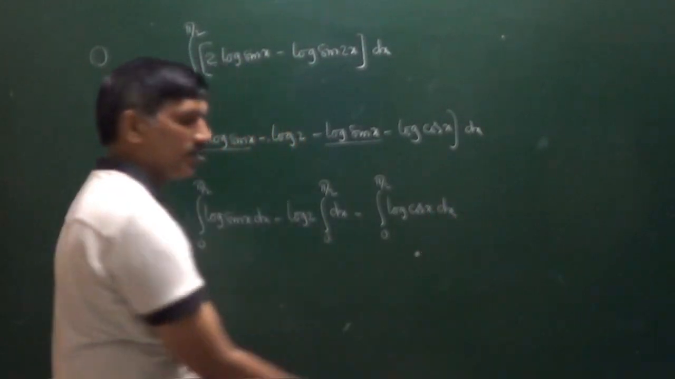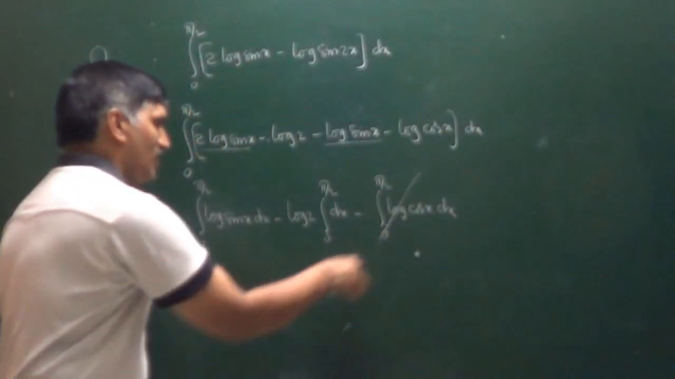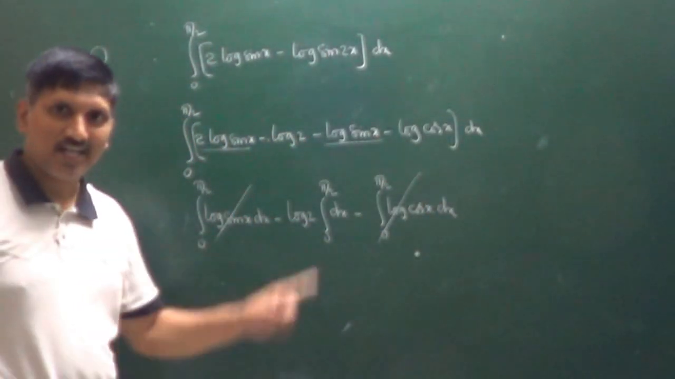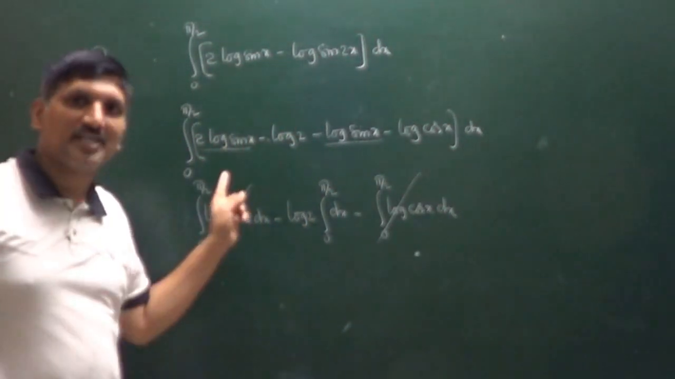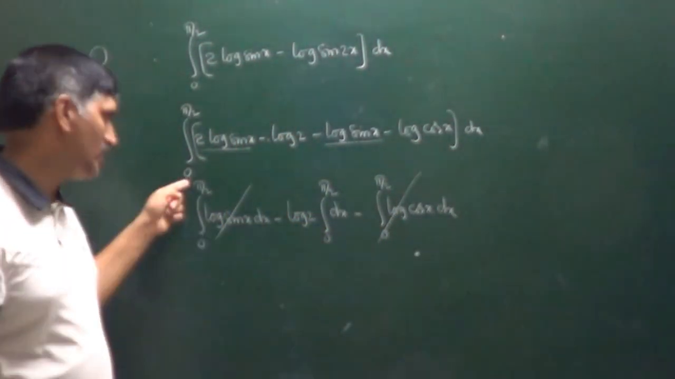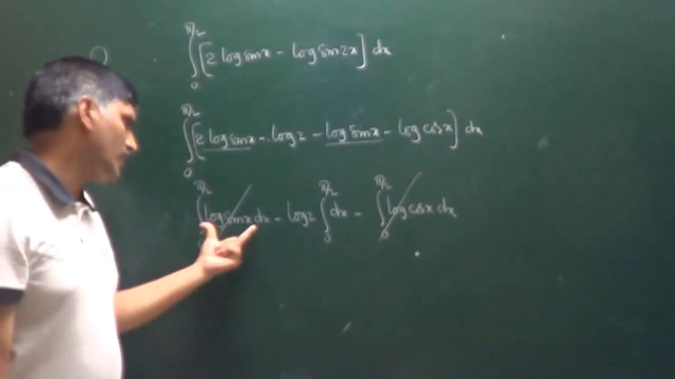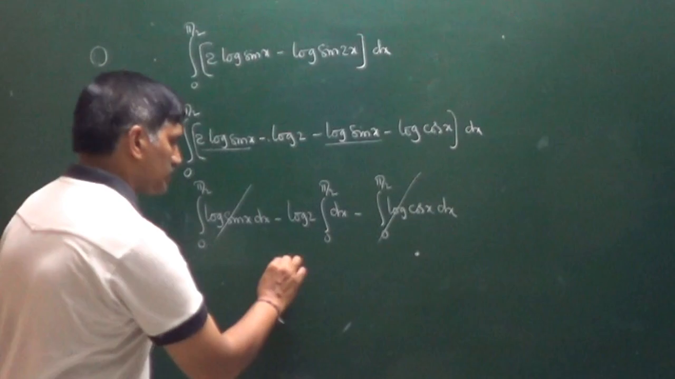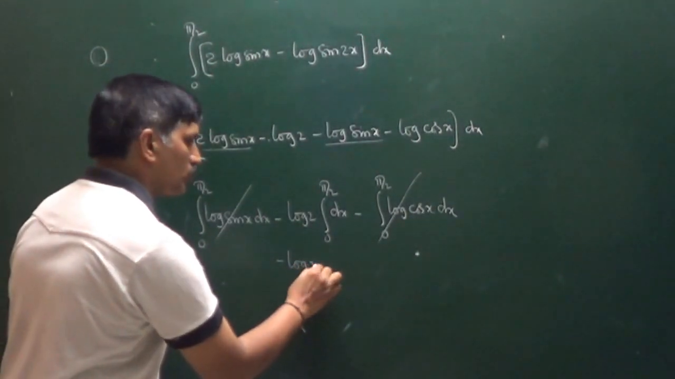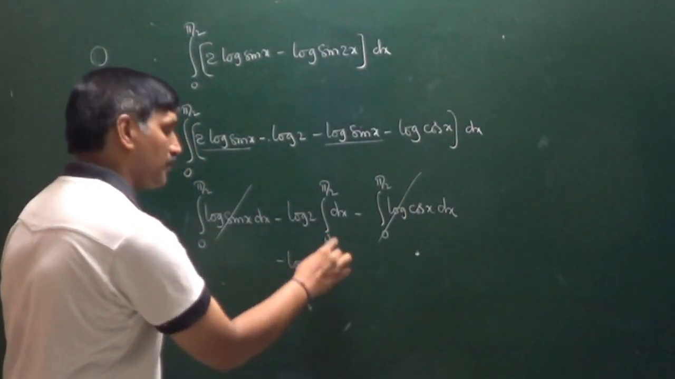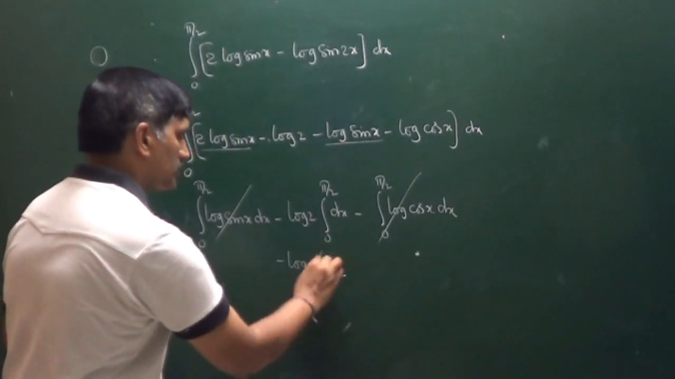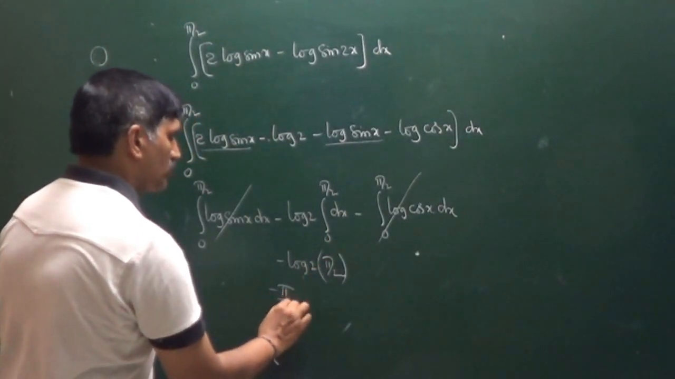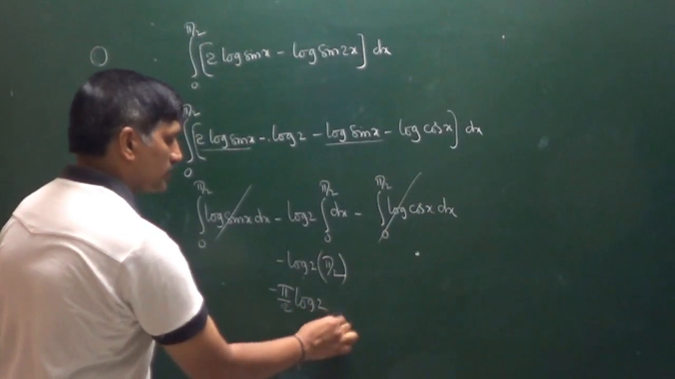Our problem is over because these two are the same, they cancel. As I discussed in the first question, sin x and cos x are the same and the limits are from 0 to pi by 2. So that's why log sin x and log cos x both get cancelled. You will get the answer as minus log 2 into integration of dx, which is x, upper limit. So that's why you will get the answer as minus pi by 2 into log 2.